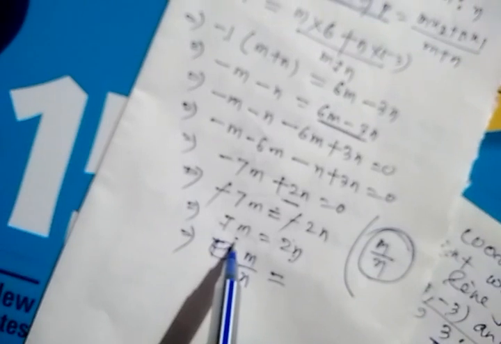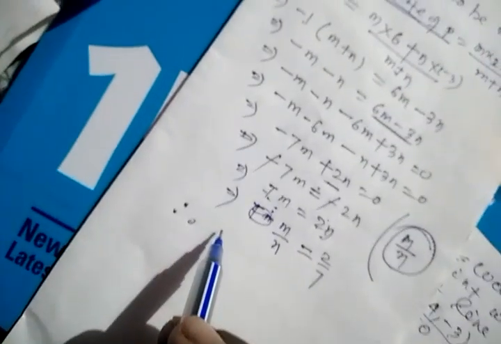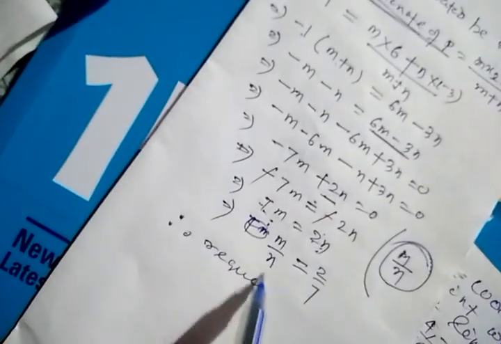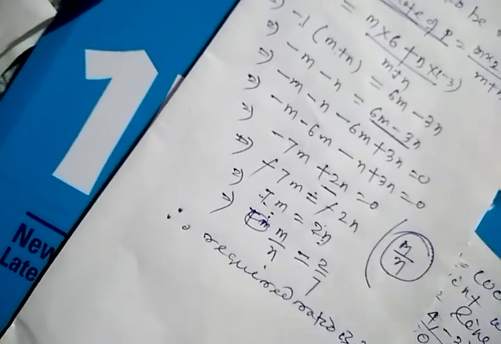Means m by n is equal to 2 by 7. N is brought to the left hand side and 7 will go that side. That means 2 by 7. So therefore required ratio is 2:7. Clear now? So by that method you can also find the ratio. So now go for another question.